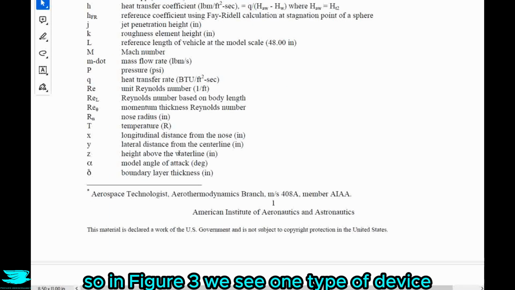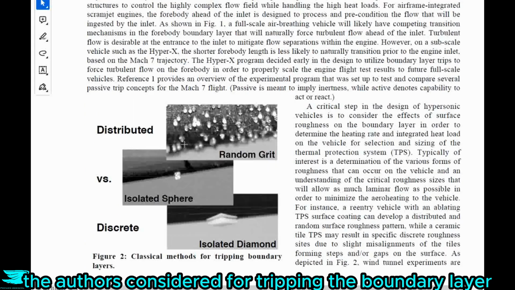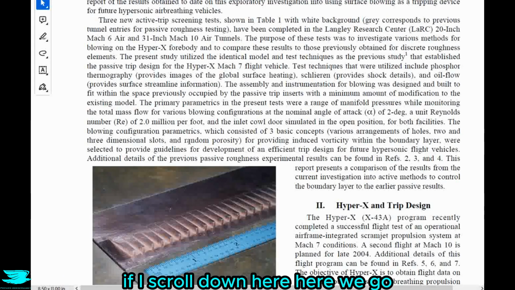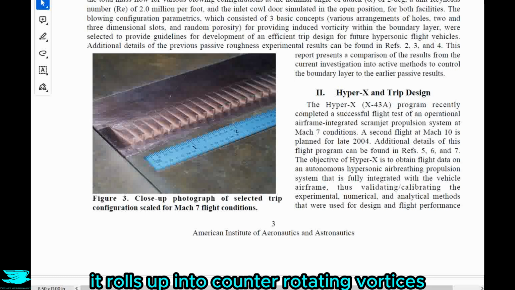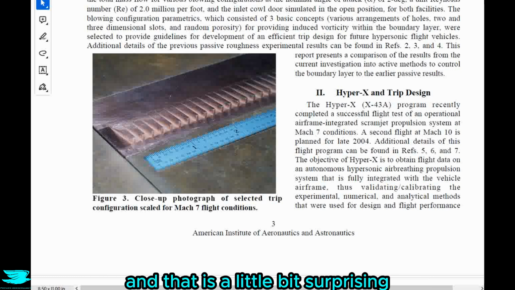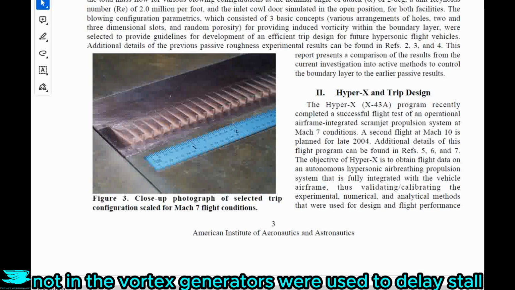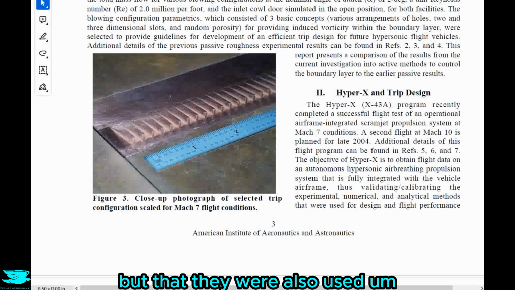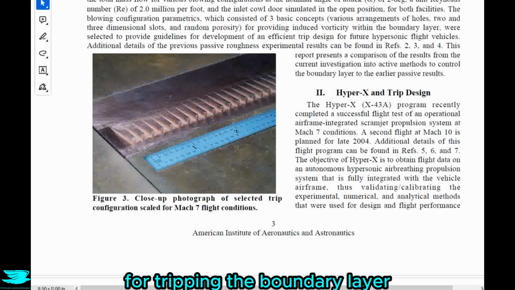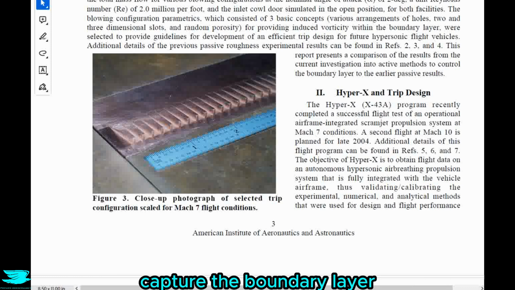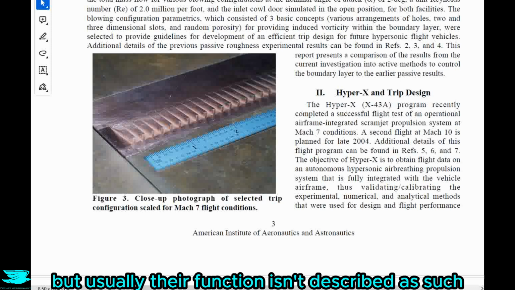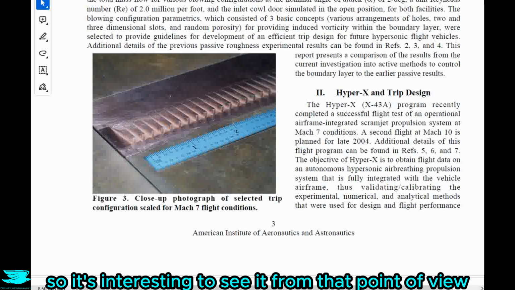So in figure 3, we see one type of device the authors considered for tripping the boundary layer. If I scroll down here we go. And somewhat surprisingly, they are vortex generators. So these are vortex generators here. As the flow comes along, it spirals up into counter-rotating vortices. And that is a little bit surprising, not that vortex generators were used to delay stall, but that they were also used for tripping the boundary layer. That makes sense, that the vortices coming off of these things can trip the boundary layer, but usually their function isn't described as such. So it's interesting to see it from that point of view.